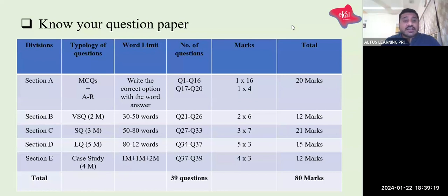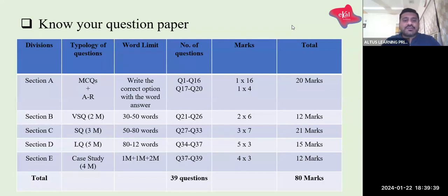Next is section D, which is a long question, which is of 5 mark. There are total 3 questions, each of 5, so total 15 marks. Here, the word limit should be 80 to 120 words. Do not again go below the word limit. Do not exceed the word limit.